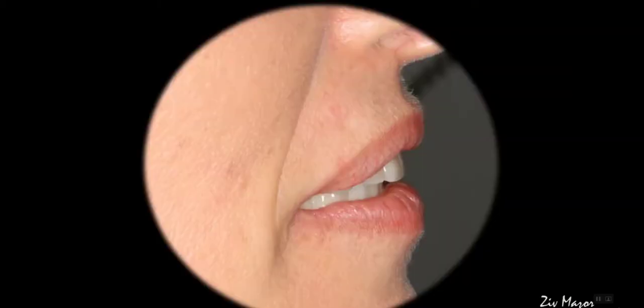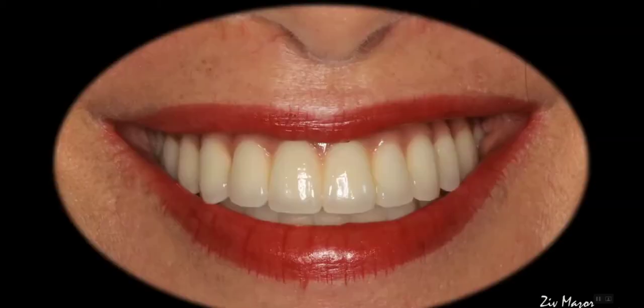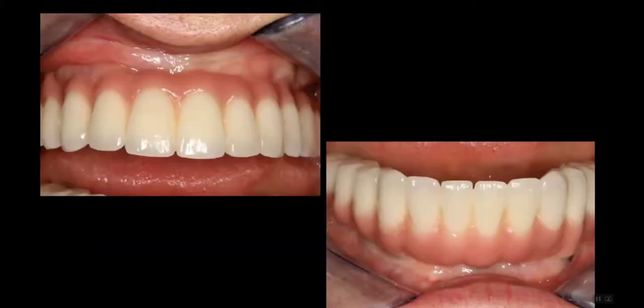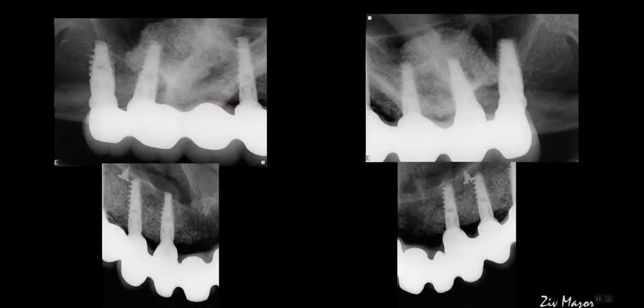That is the profile of the patient, and that's how she looks. And she is the happiest woman on earth. That is the upper and the lower restorations, and that is the post-op panoramic and periapical views after the reconstruction had been delivered.